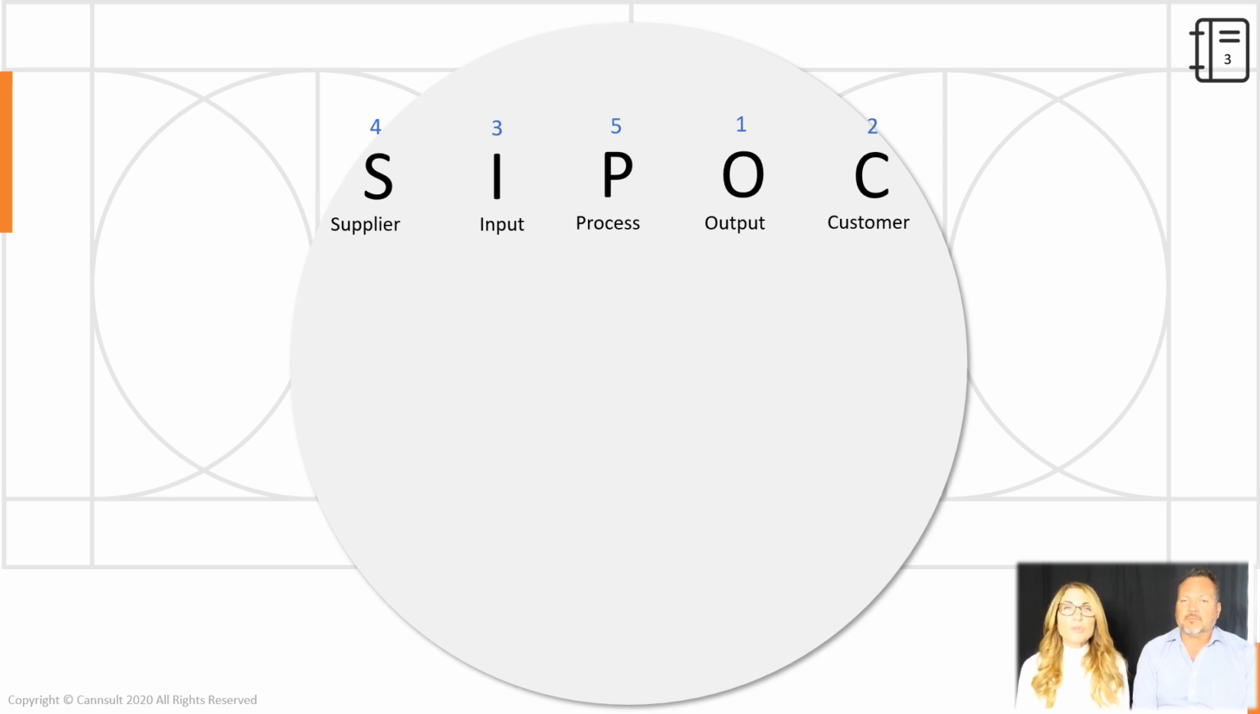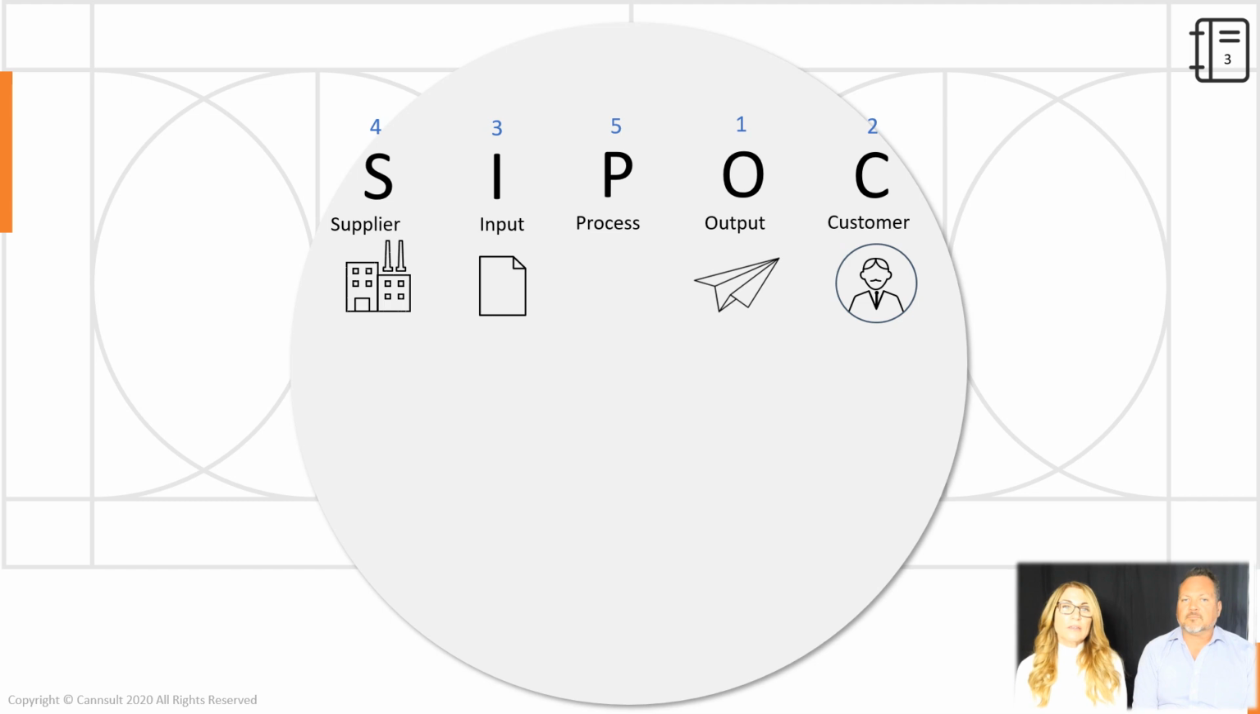We're a team that's been pulled together to improve the production of our paper airplanes, and the team agrees that the output of the process is a finished paper airplane. Who does the airplane go to? It goes to the customer who ordered it. The process starts when we receive our plain paper. That's our input, and it comes from the paper factory. That's the supplier of the input.